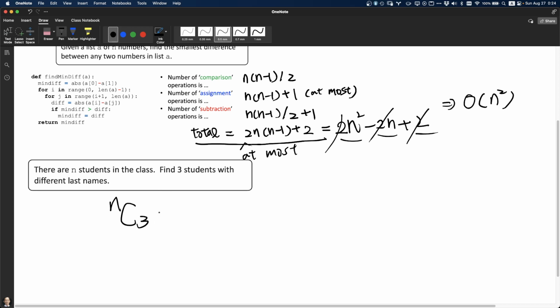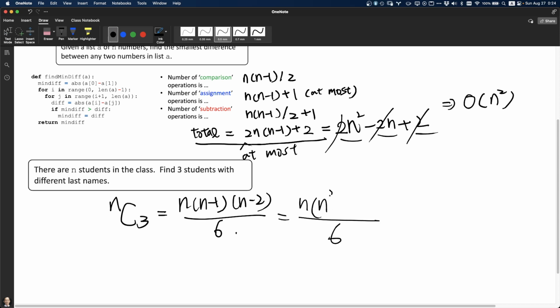So n choose 3, if you write it down as a formula, is n times n minus 1 times n minus 2. But you have to divide by 3 factorial, which is 6. Right? So in other words, you can kind of simplify that, right? Is n squared minus 3n plus 2. Finally, you multiply the n into it. It's going to be n cubed minus 3n squared plus 2n.